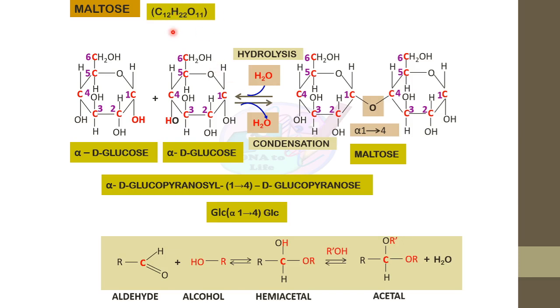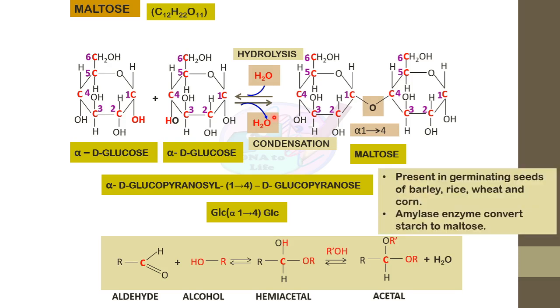If you look at the molecular formula, glucose has molecular formula C6H12O6, and since water is released here, it has now become C12H22O11: 2 hydrogens are released, and 1 oxygen is released here. Now what is the source of maltose? Maltose is present in germinating seeds like barley, rice, wheat and corn. Barley, rice, wheat and corn contain starch, and during the germination process amylase enzyme gets activated, which converts this starch to maltose.